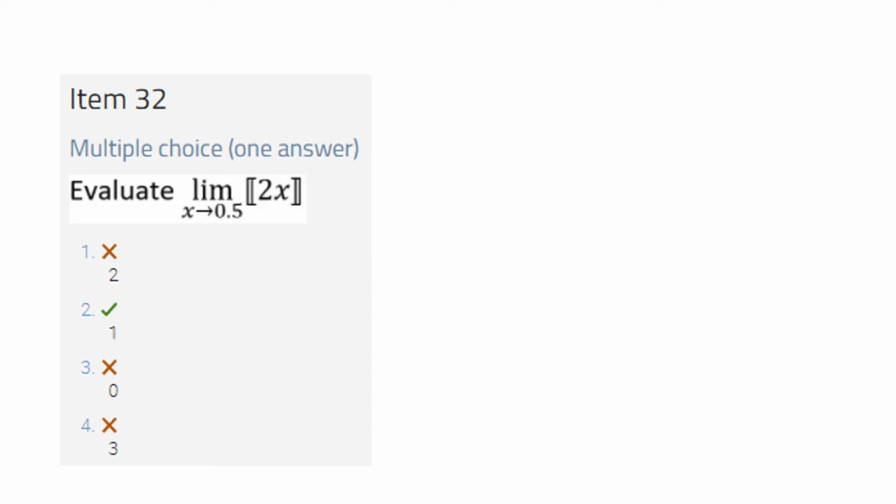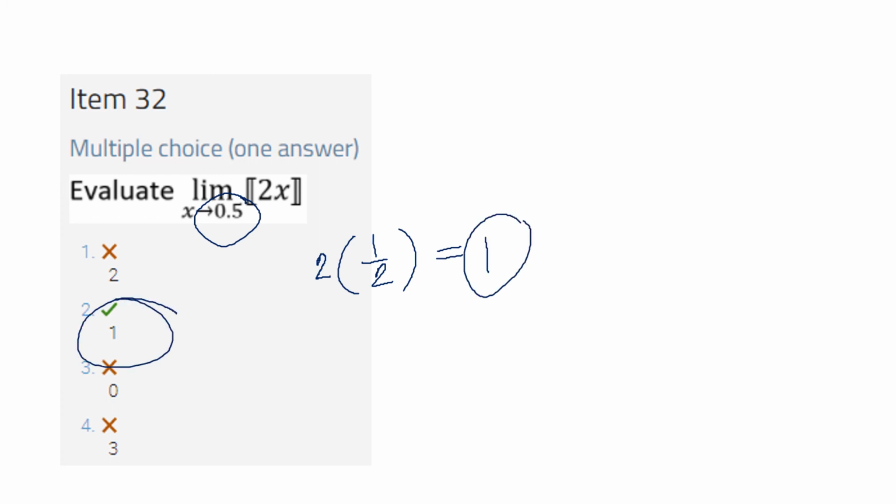Evaluate the greatest integer of 2x as x approaches 0.5. This is just 0.5, okay? Ang clue naman kasi sa limit of greatest integer, basta yung value ng c ay hindi siya integer, then ang sagot will always exist. So just do 2 times 1/2 is equal to 1. 1 is the answer. Just substitute. 1/2 is 0.5.